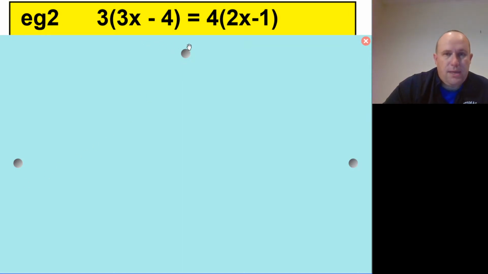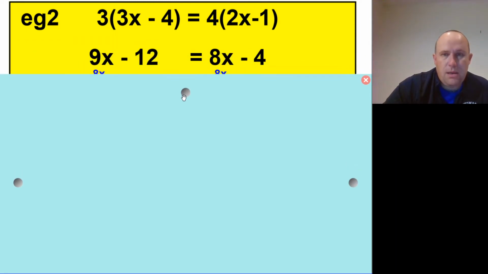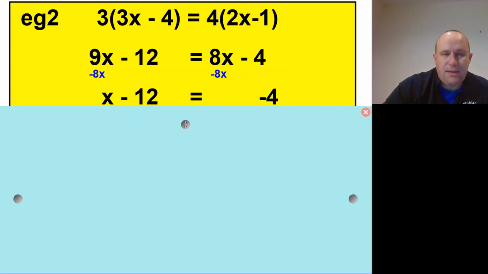Second example, not really any major differences. We're just going to multiply out again, 4 times 2x, 4 times negative 1. And we've got x's on both sides again, so this is like last lesson now. So I'm going to bring the 8x across to this side and subtract. And I actually made this one slightly easier.